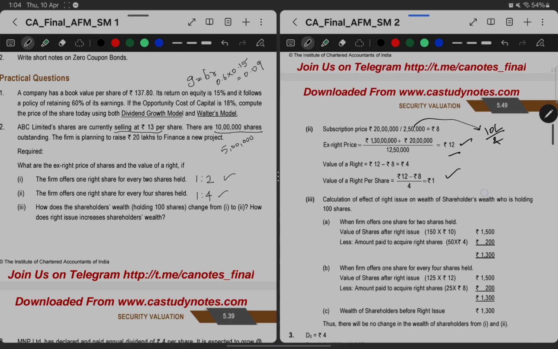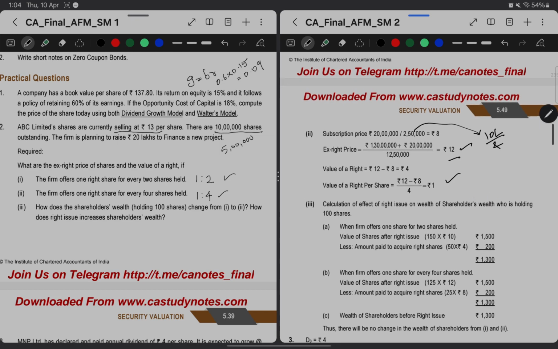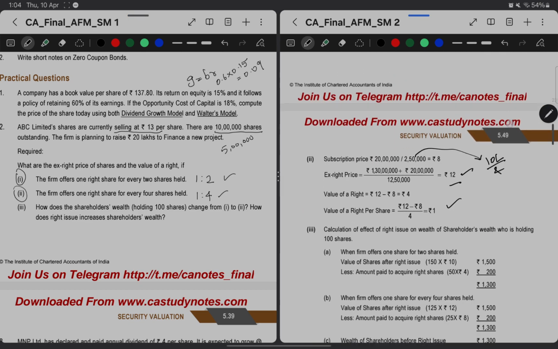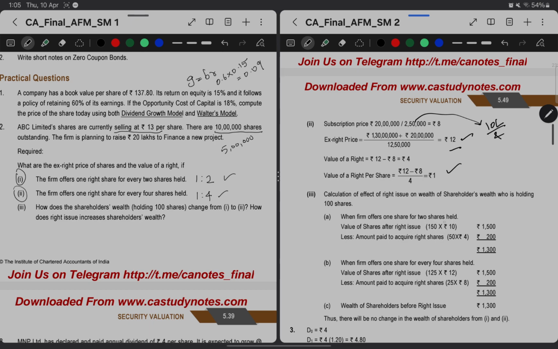Now going to the third requirement, how does the shareholders' wealth holding 100 shares change? Let's say if a person is holding 100 shares, how his wealth will shift from 1 to 2. So first we have to find out the wealth in 1 and then wealth in 2 in the given scenarios. So the ex-right price of the share is 10 in case of first requirement, so 10 into the current shares. So post issue, the shares will obviously increase, right? Because we will opt for the rights issue.